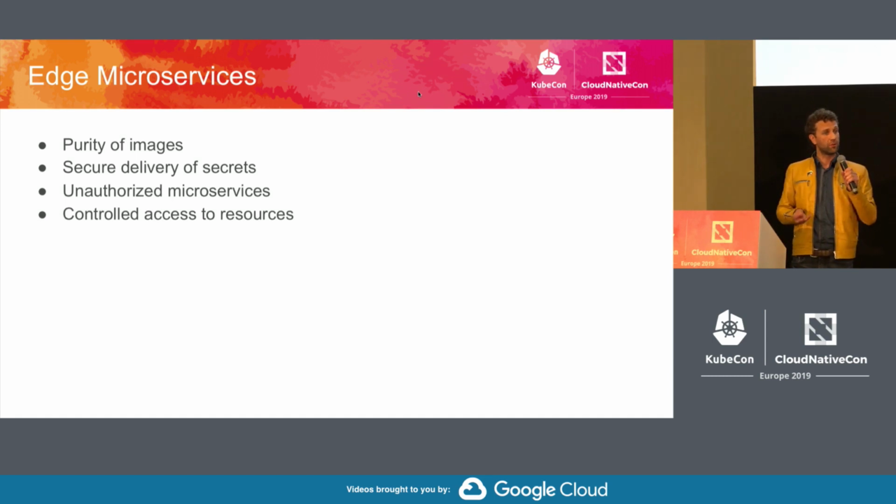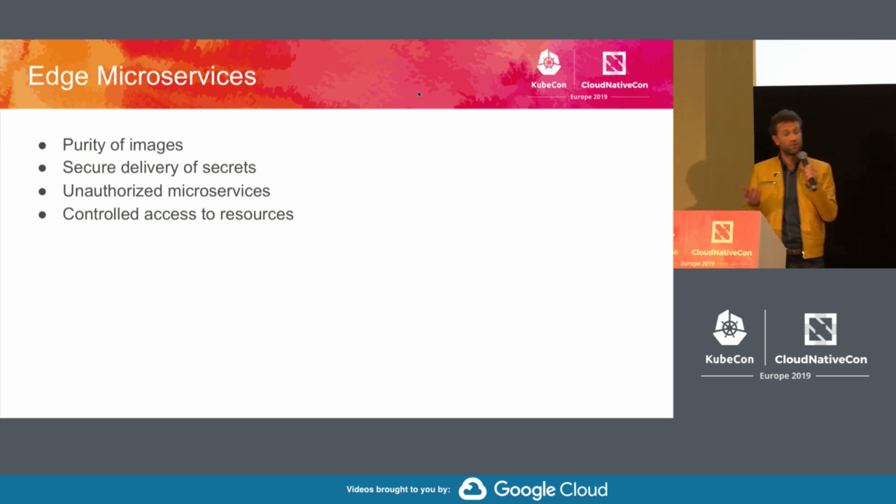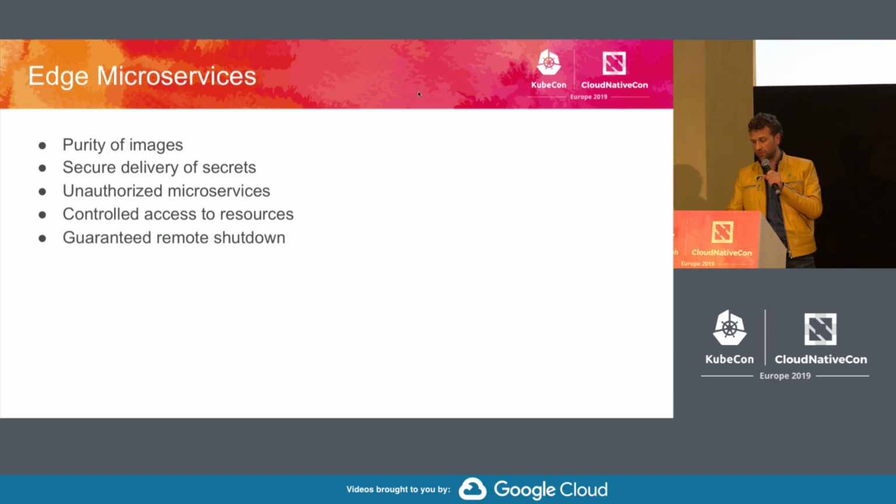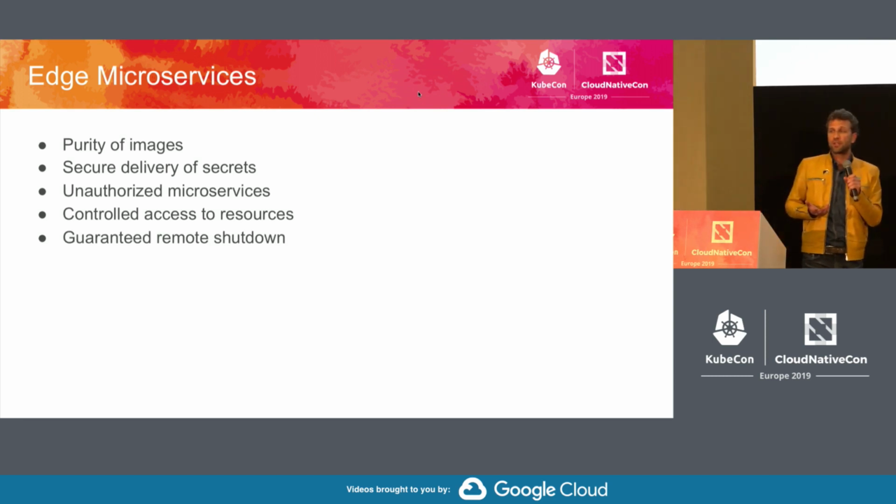Controlled access to resources means, are serial ports available to microservices? Are they available to all? Should they be? What about Wi-Fi connectivity? What about the Bluetooth radio? That should be controlled. Guaranteed remote shutdown.